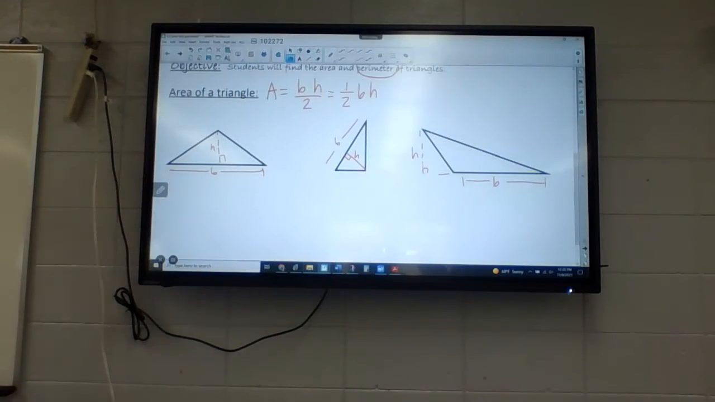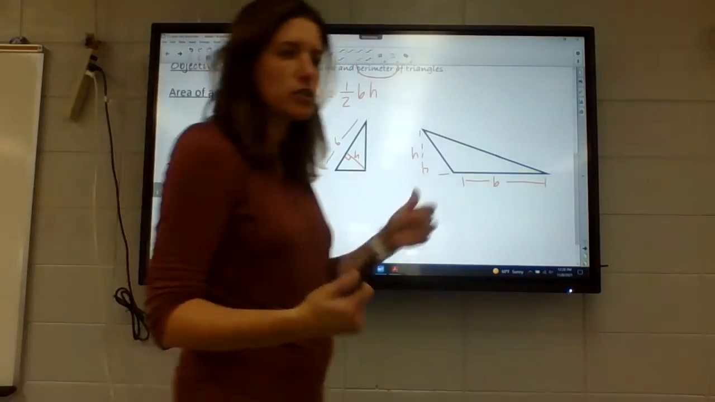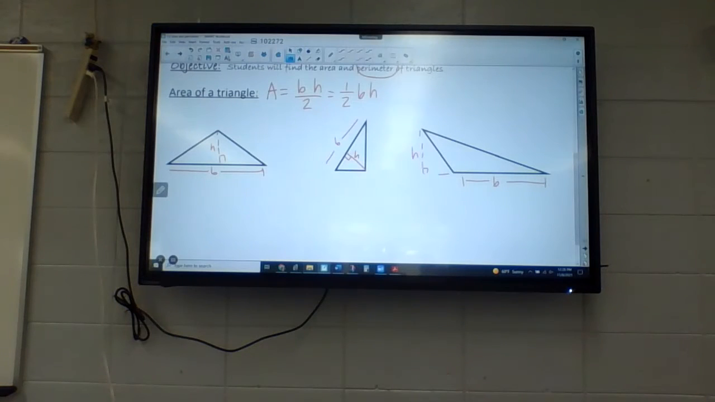So in example one there, they asked for the area and perimeter of the triangle in the warm-up question. So take a minute to find the area and the perimeter of that triangle we just used in our warm-up.